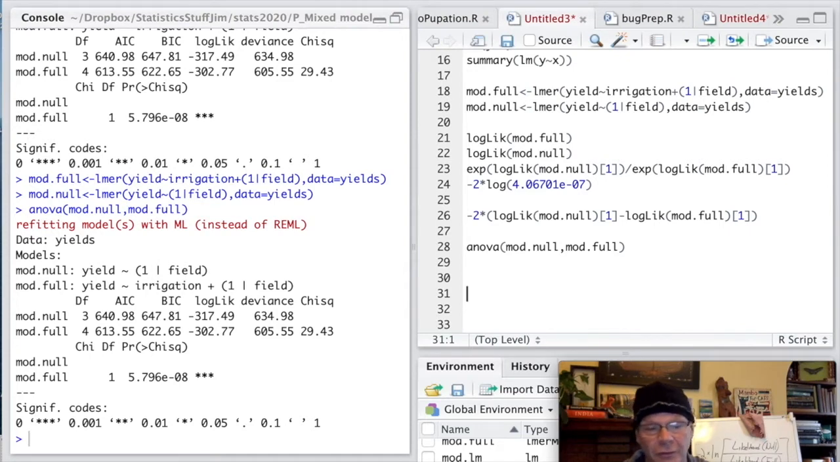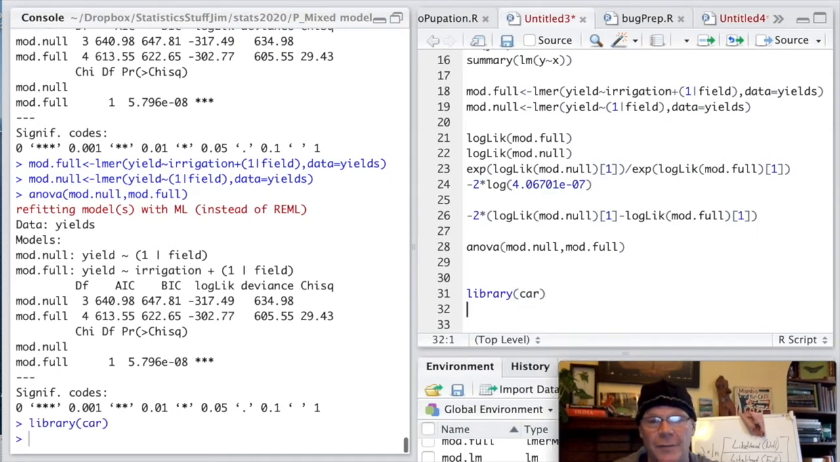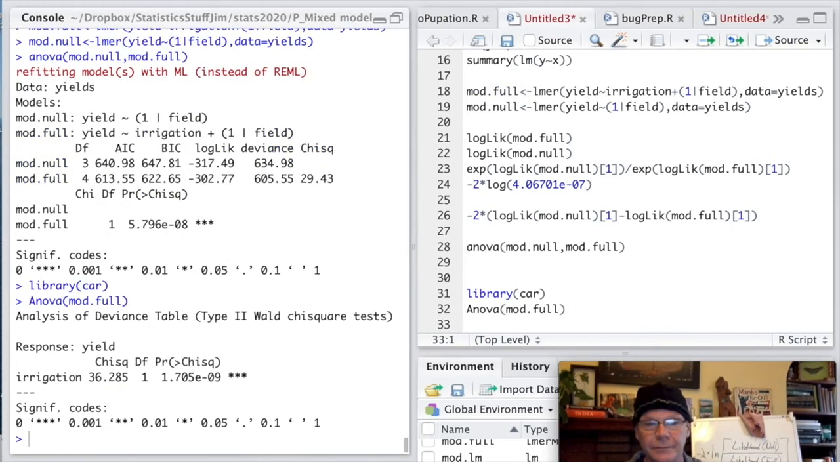The easy way to do the Wald one is to use that package car that we've been using, the one that is very kind, and it gives us the marginal sums, p-values and F-ratios based upon the marginal sums of squares. If we were to use that exact same function with an lmer object, which is the mixed model object, and if we were to put our full model into the Anova function, we get an analysis of deviance, type 2 Wald chi-square test. Here is our chi-squared value, and then here are our p-values.